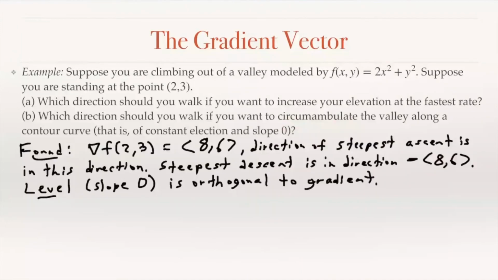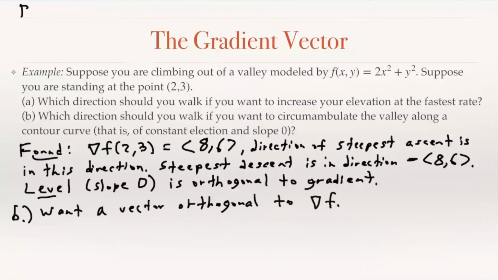So for part B, to keep our slope 0, we can think of it this way. If you go perpendicular to the direction of steepest descent, imagine a planar linear approximation. If you go perpendicular to the direction of steepest ascent, then you are staying at a level contour curve. So what we want to find for part B is something orthogonal to the gradient vector. So how can we find an orthogonal vector?